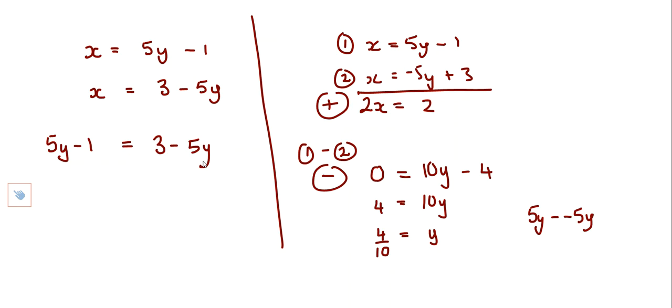Now I have what you've done since year 9. You now have a very simple linear equation with the same unknown on both sides. How do you deal with it? I would add 5y to both sides, giving me 10y minus 1 is 3. I'd add 1 to both sides to give me 10y equals 4. And look, I'm there, same place. All right?